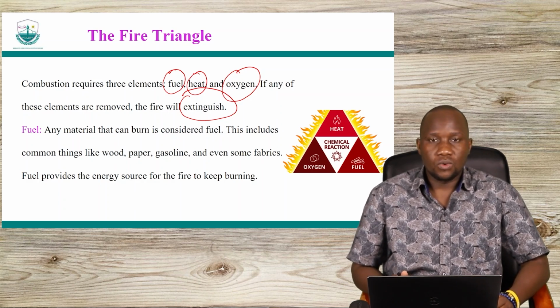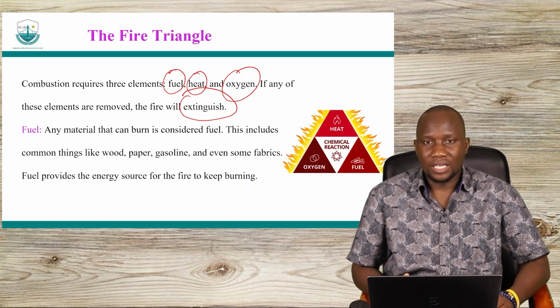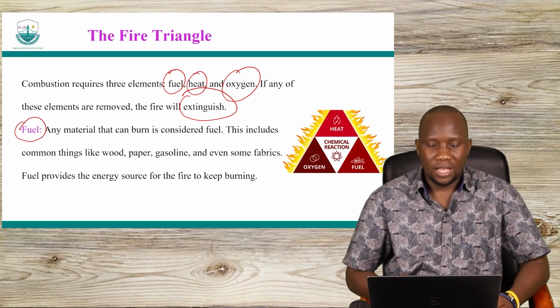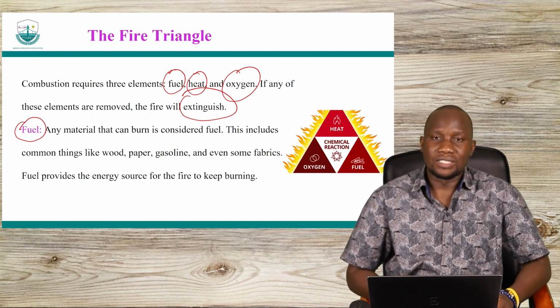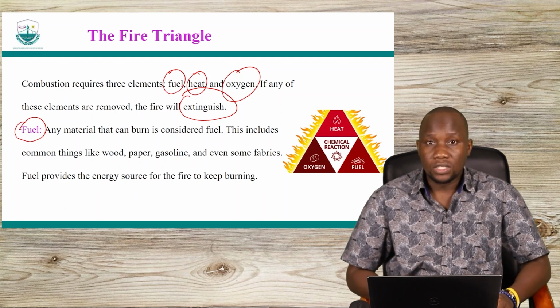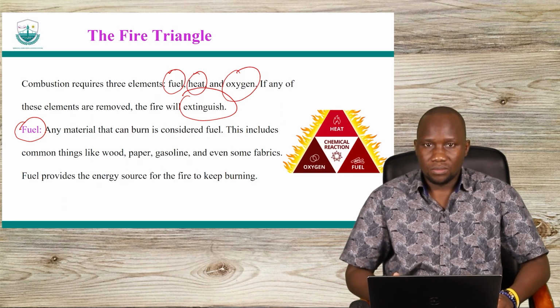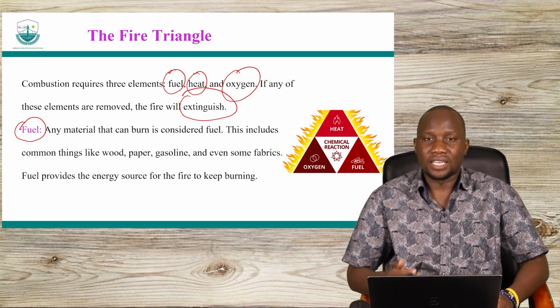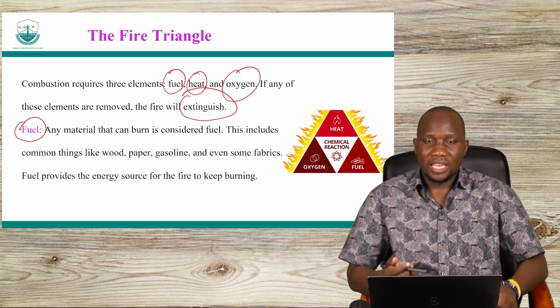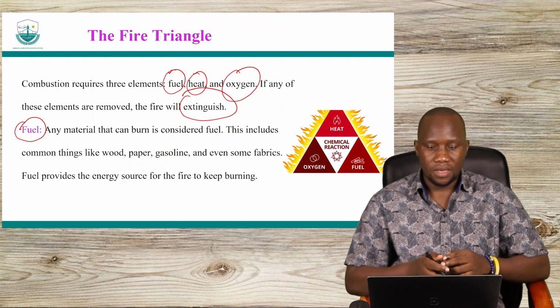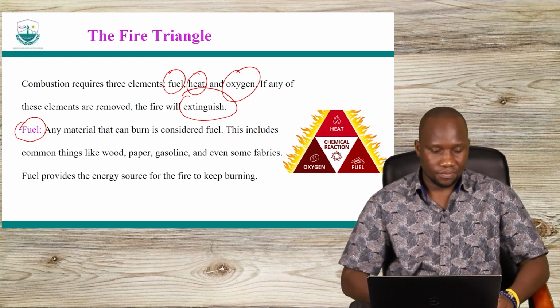Okay? So let's start to look at each of the three elements and what they really mean. So we start with the fuel. Any material that can burn is what we consider as fuel. It can be wood, it can be clothes, it can be any material. Okay? It can be paper, it can be petrol. Okay? It can be anything that can catch fire. Okay? And then allows the fire to basically continue to burn. Okay, so that is fuel.